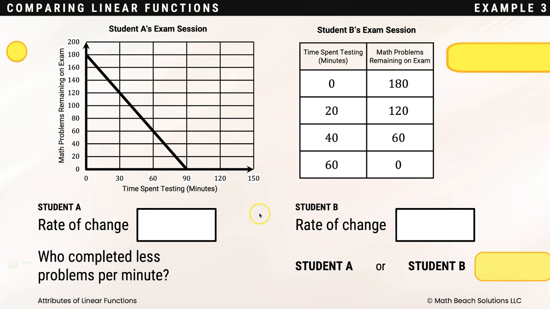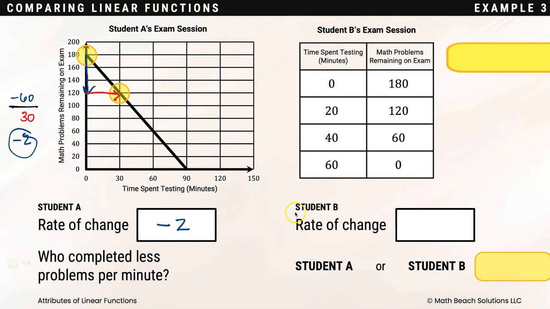Let's look at student A first. I'm going to find 2 points that are easily identifiable from the graph, and you can either use slope formula or rise over run here. I'm going to go ahead and use rise over run, but I'm going to pay careful attention to the scale. I see that the rise is down 60 or negative 60 for every 30 minutes spent testing, so over 30. Negative 60 over 30 is negative 2, so student A's rate of change for their exam session is negative 2.